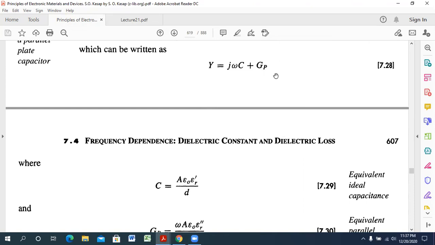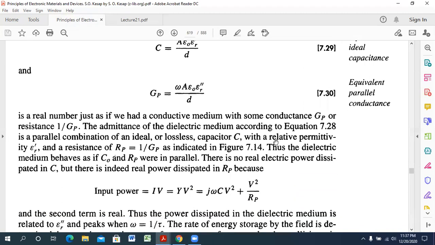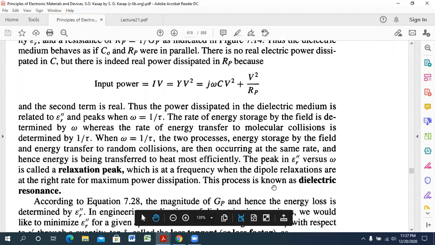We know that Gp is nothing but the conductance of this parallel resistance. So Rp equals 1 by Gp. Very simple. So what will be the input power? Input power, we know that P equals VI. So we can also write I equals V times Y, so that will be Y V squared. Just put the values here. Okay, so that is the input power.